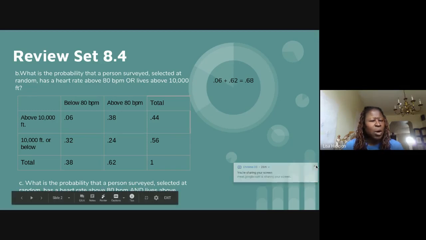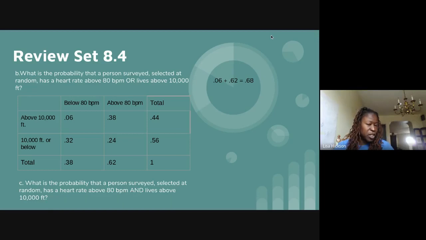Okay, but now, when we look at the C question, C changes up the game. What is the probability that a person surveyed, selected at random, has a heart rate above 80 beats per minute and lives above 10,000 feet? So now it has to be both things. The first one, it was one or the other. Here, I need both. So we're using the current relative frequencies. How many people fit that description?